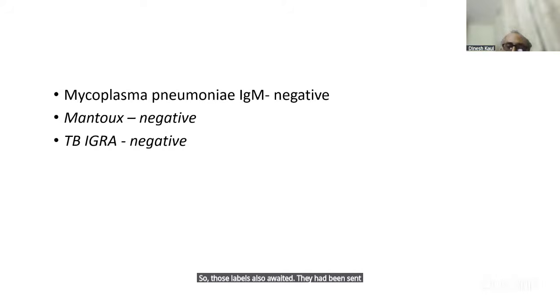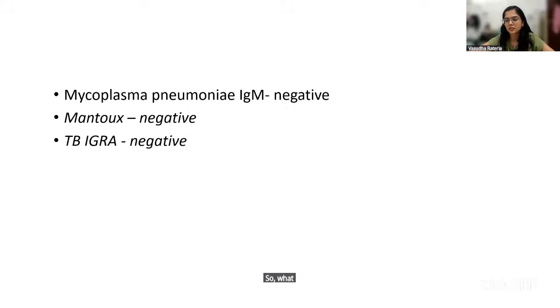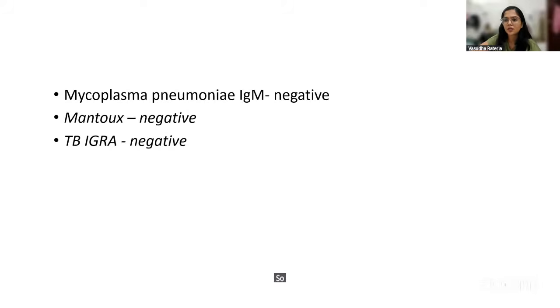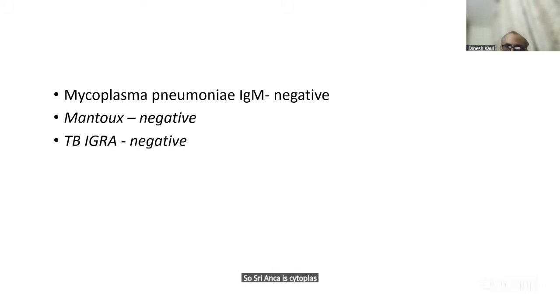So why do we do C ANCA, P ANCA in such conditions, such children? Sir, will you tell us what C ANCA tells and what P ANCA tells? So the C ANCA is cytoplasmic ANCA, for small vessel disease, and P ANCA is perinuclear ANCA.